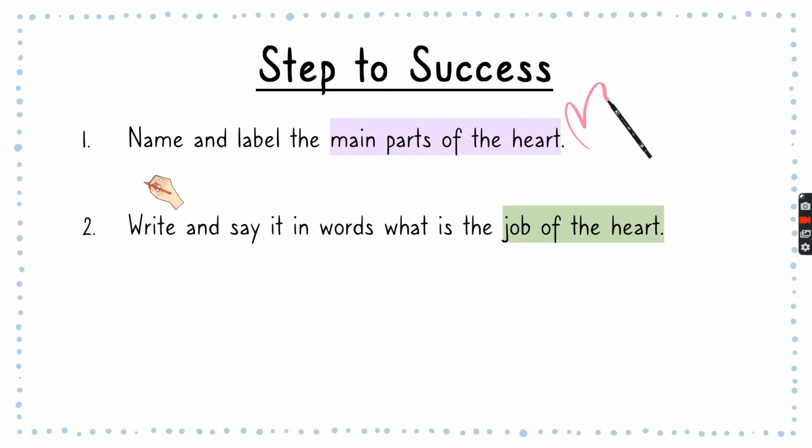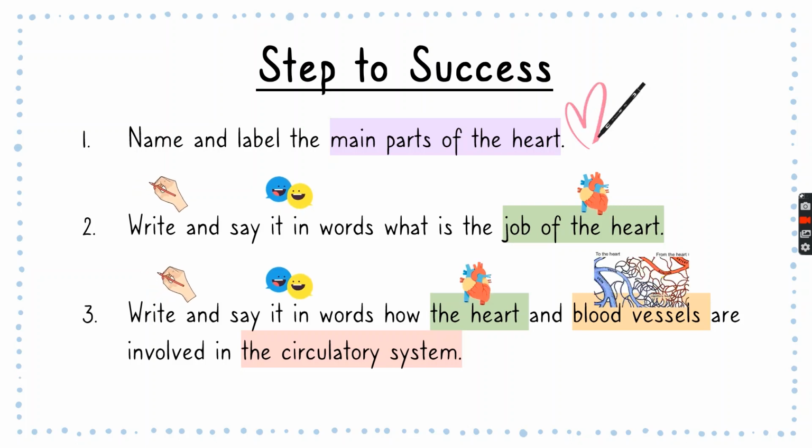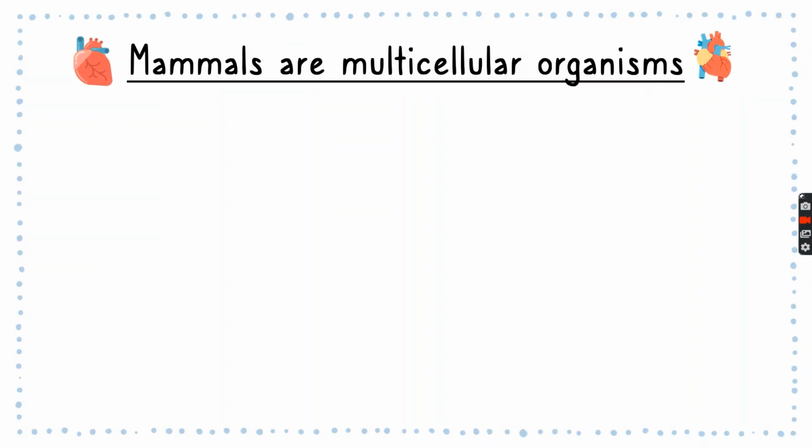Number 2, write and say in words what is the job of the heart. Number 3, write and say in words how the heart and the blood vessels are actually involved in the circulatory system. Before we start, let's do a bit of introduction on why the circulatory system is actually important.